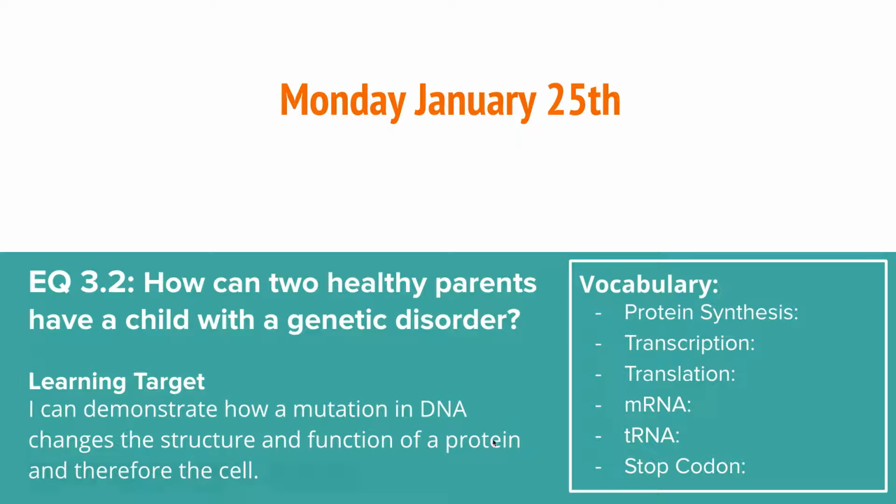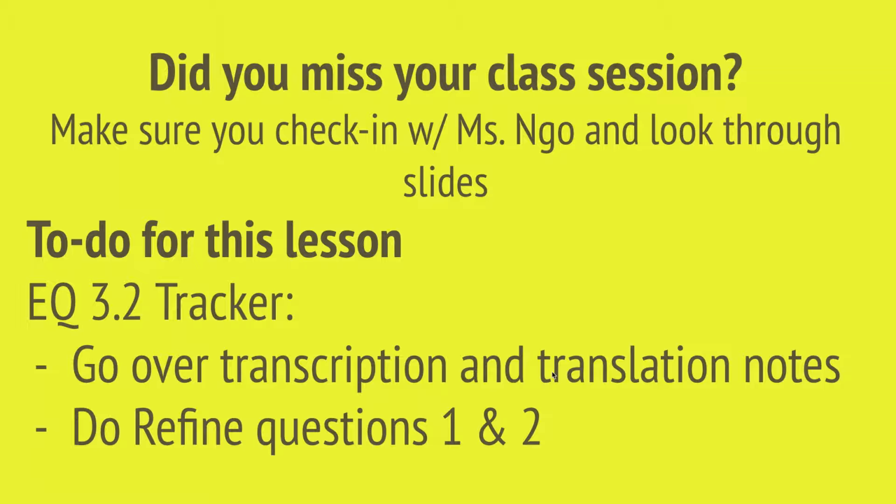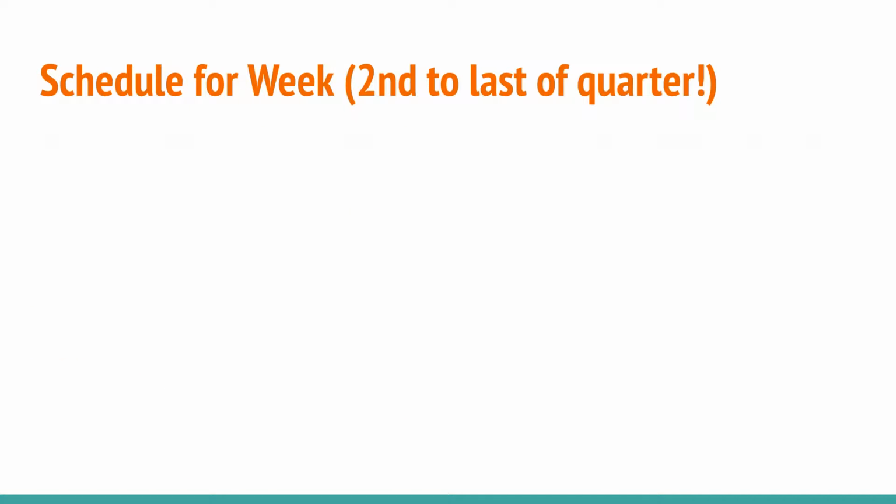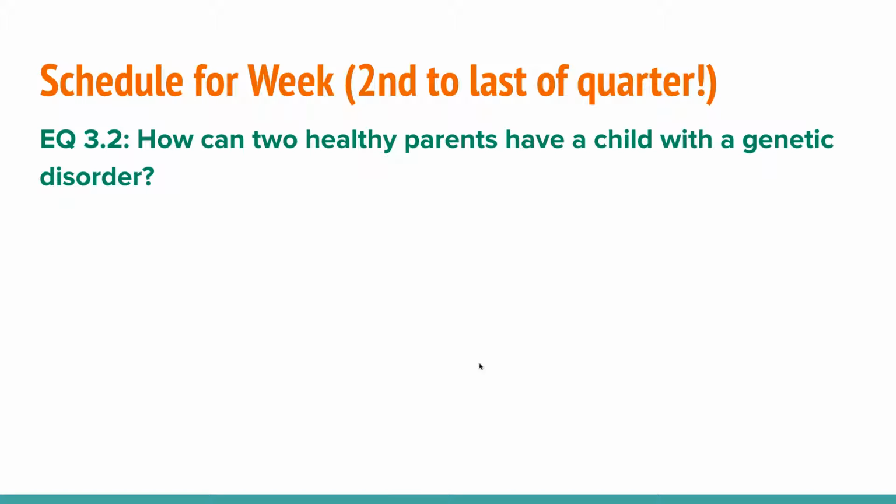So, our vocab words are all over here. We have seen some of them before, but we're going to go into more depth about them. So pushing forward, just a reminder, second to last week of the quarter, focus of this week is how can two healthy parents have a child with a genetic disorder?